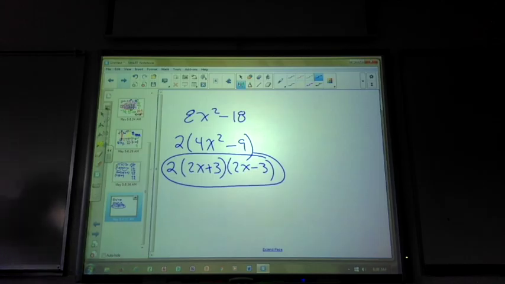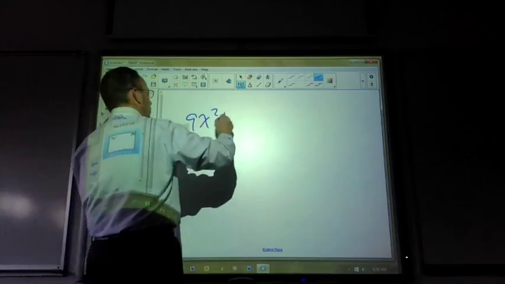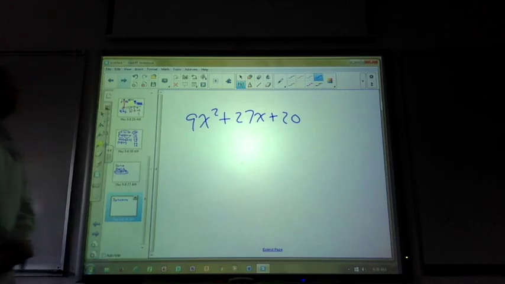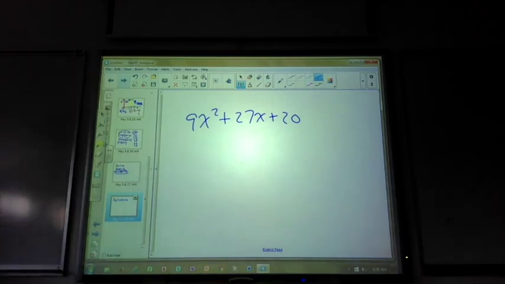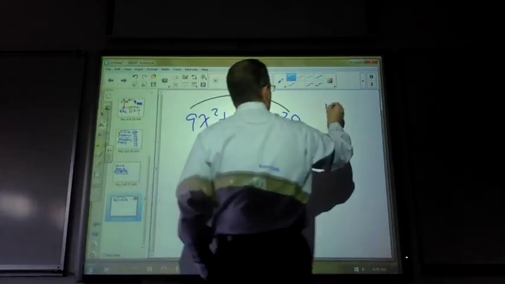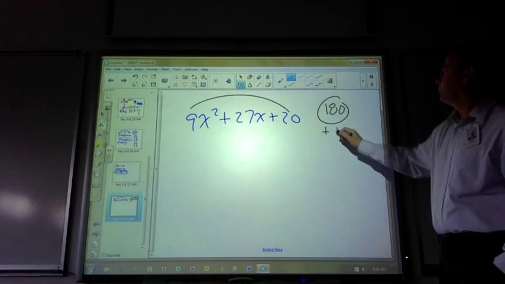Okay. 3. Do I have a greatest common factor up there? A lot of people will say, oh, 3 goes in everything. 3 doesn't go into 20. Okay, then 9. Well, 9 doesn't go into 20. Do I have a greatest common factor up there? No. What's my magic number? 180. Good. Are both signs going to be positive? Oh, yeah. Sorry.